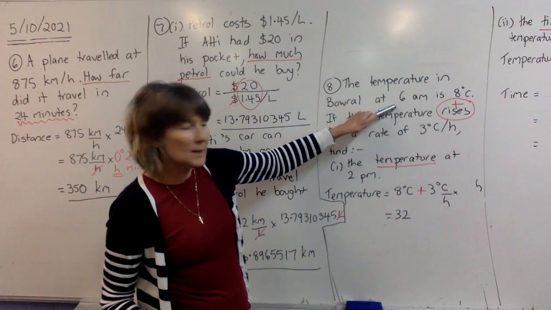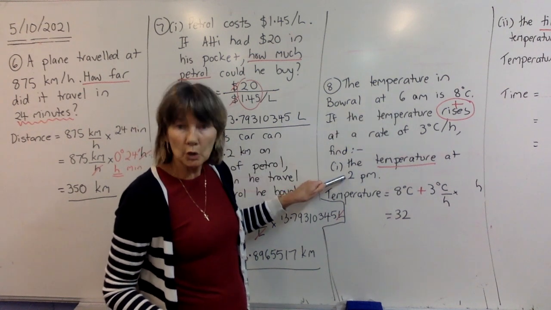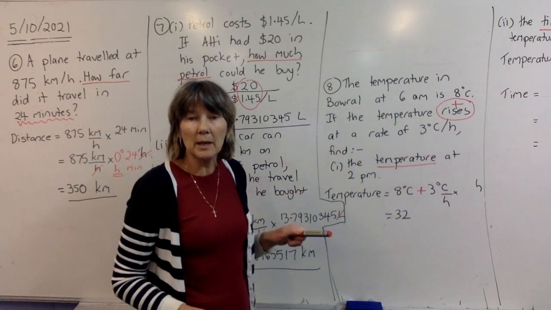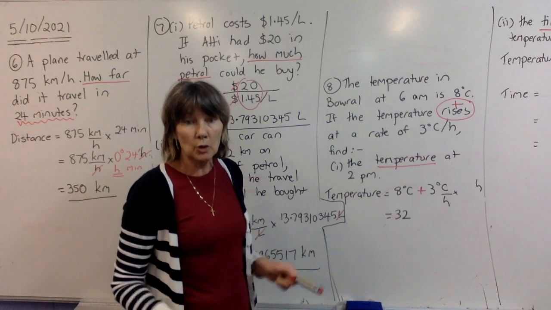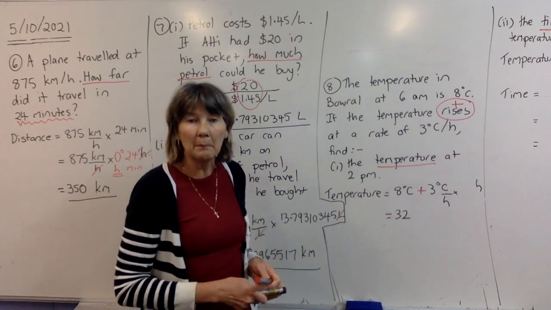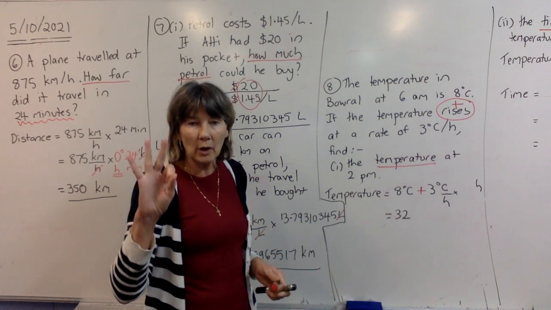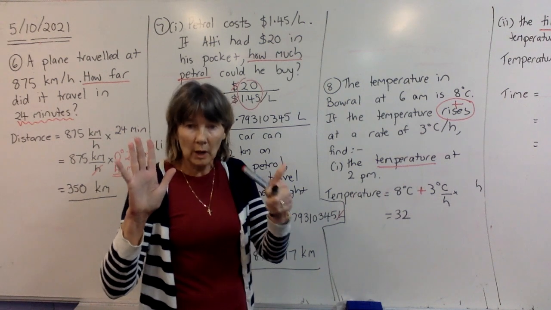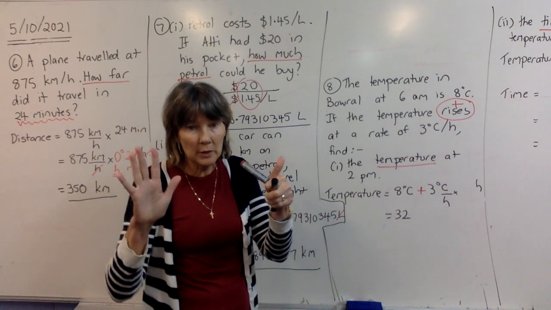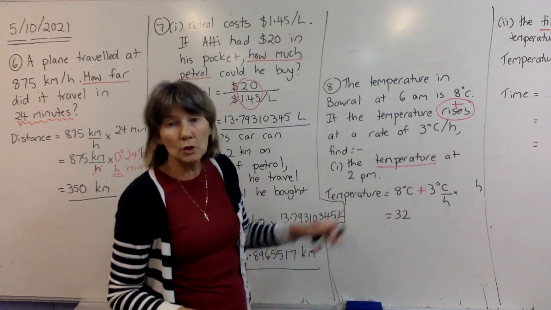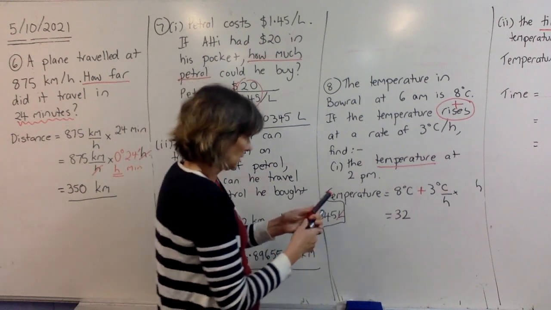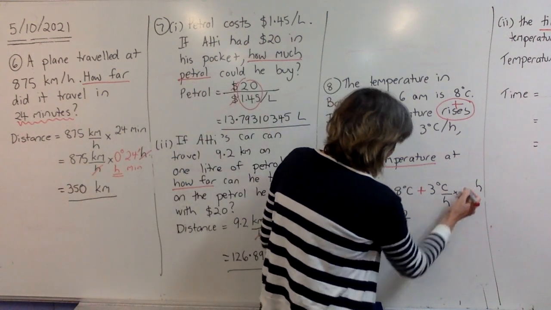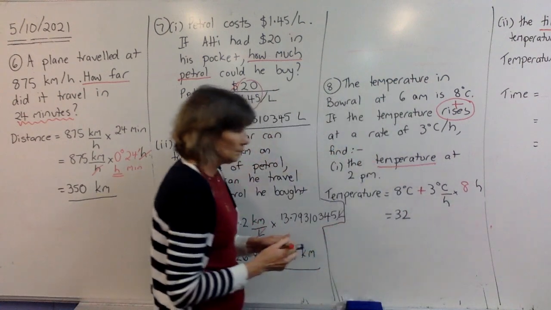So we were at 6 a.m., now we're at 2 p.m. So how many hours are there between 6 a.m. and 2 p.m.? Count them up. So we've got 7, 8, 9, 10, 11, 12. So there's 6 hours till midday, plus 2 more, that's 8 hours. So we're going to be multiplying by 8 hours.